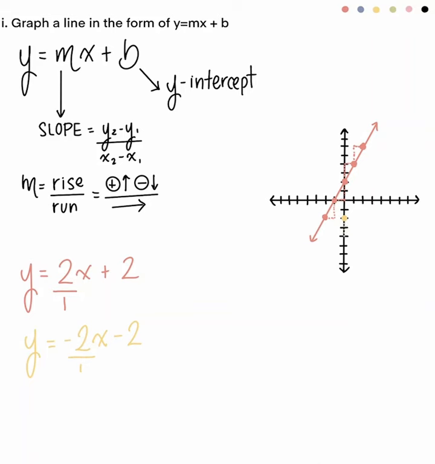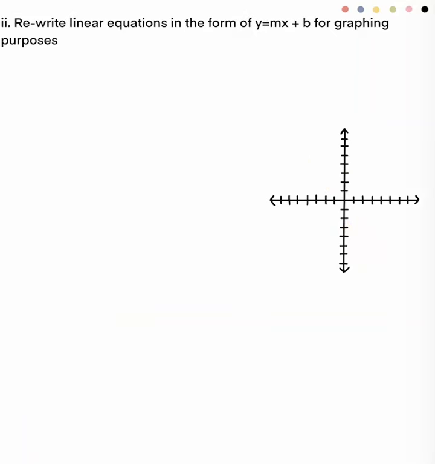1, 2, and to the right, I'm going to do 1, and then down 2, to the right 1. And then we can just reverse it. Instead of going down 2, I'm going to go up 2, and to the left 1. Up 2, to the left 1. And let's connect our points to make a line. So, if you've been able to do this, you've completed our first learning goal, which is graphing lines in the form of y equals mx plus b.